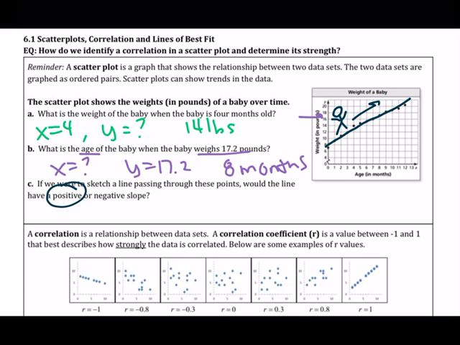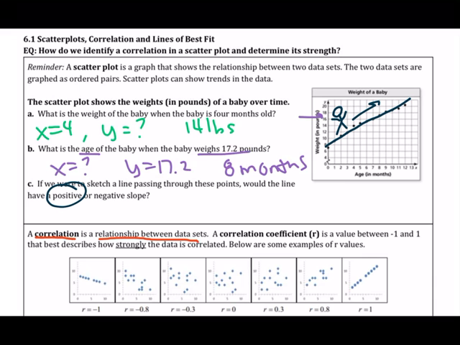And that leads us to our next idea about a correlation. If you look at a data set and you can identify if there was a line, would it have a positive or negative slope? That's actually identifying, is there a correlation or a relationship between the data sets? So a correlation is just that. A correlation is the relationship between the two data sets.